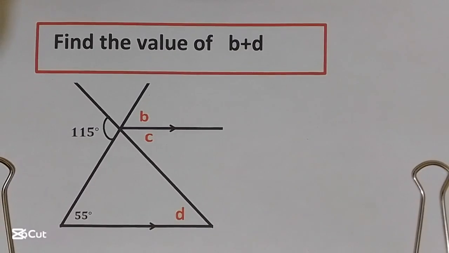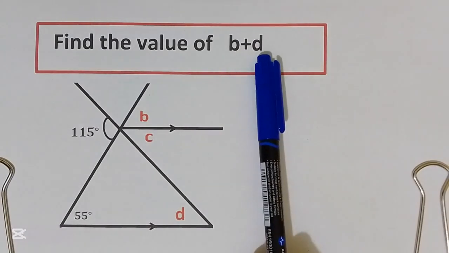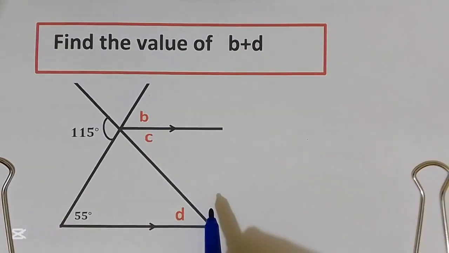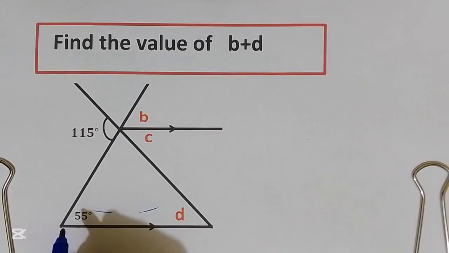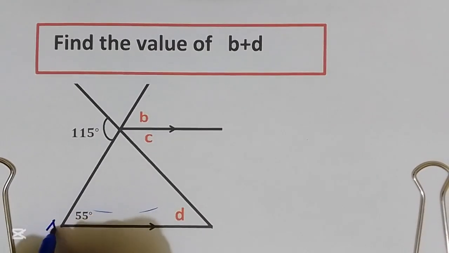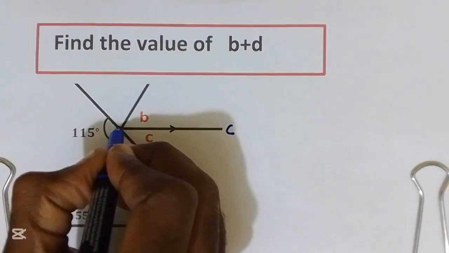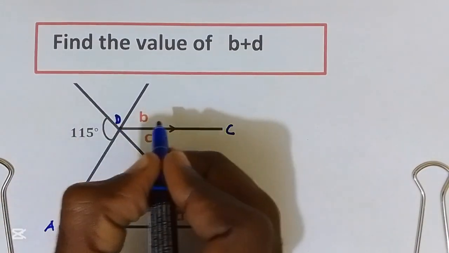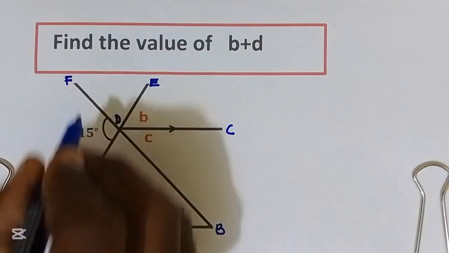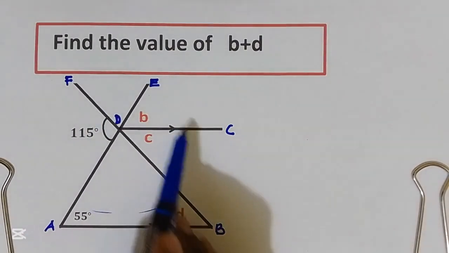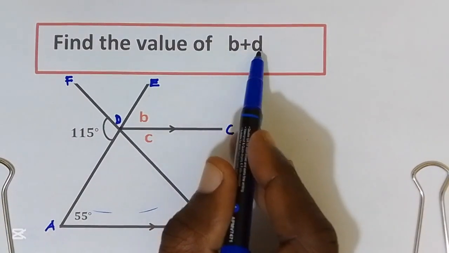We have a geometry question and we need to find the value of b plus d. Let us first give the letters to our question so we can easily explain. I'm going to give letters A, B, C. This point here I'm going to call D, E, and F. As you can see, there are things they have given to us. They will help us to get b plus d.